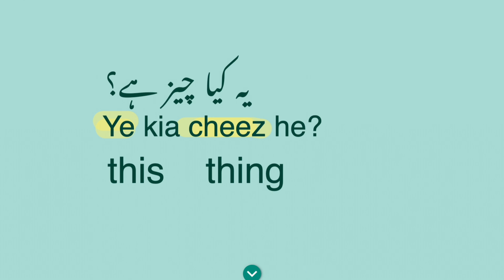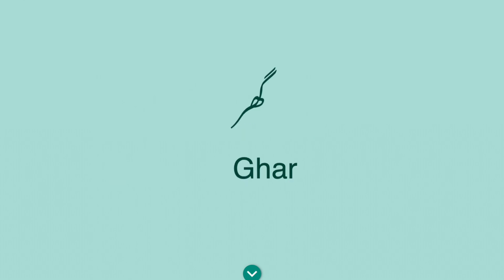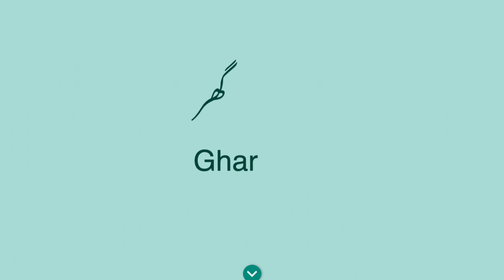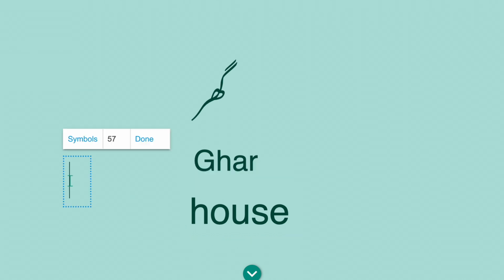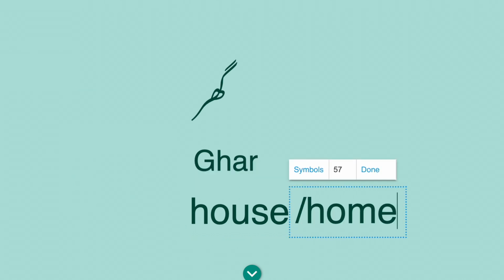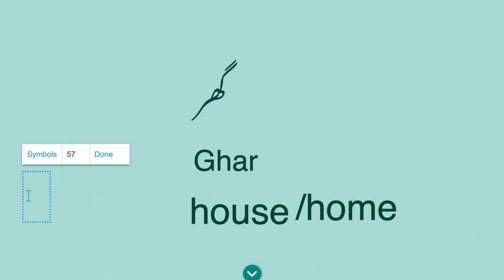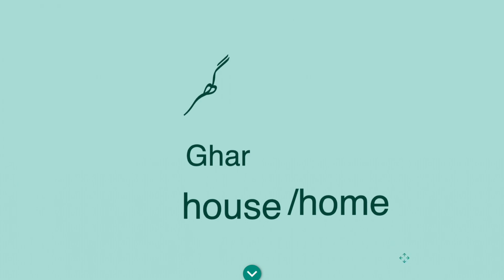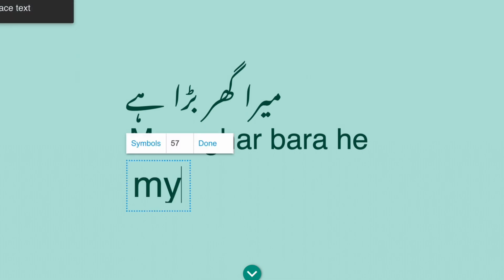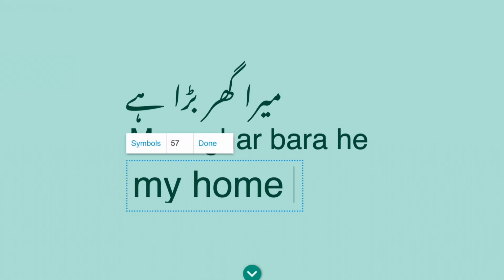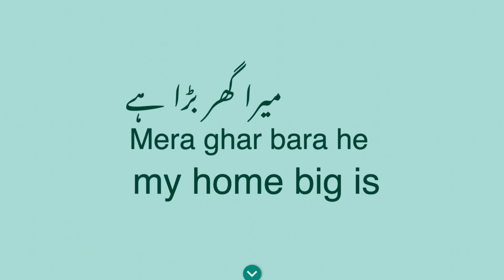The second word is घर. घर is quite a difficult word to pronounce. Ga and then there's a ha. घर means house. मेरा घर बड़ा है. From this sentence you can guess घर is a masculine noun.